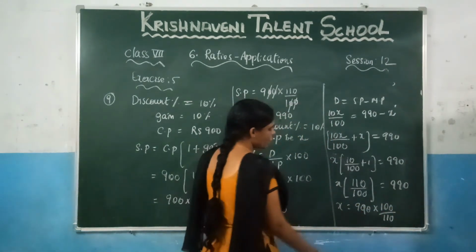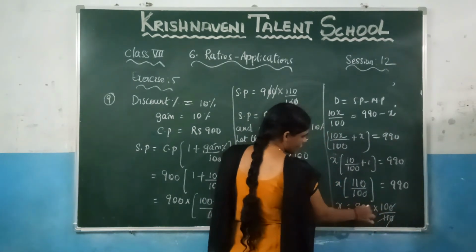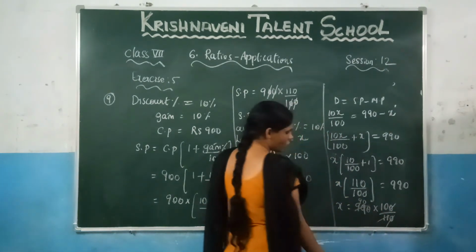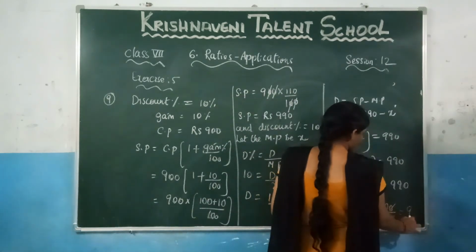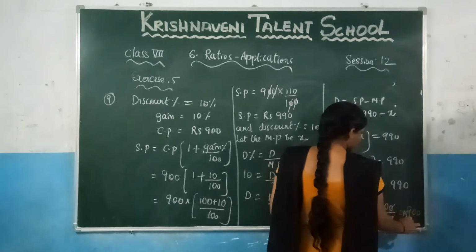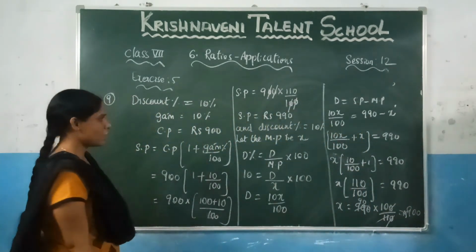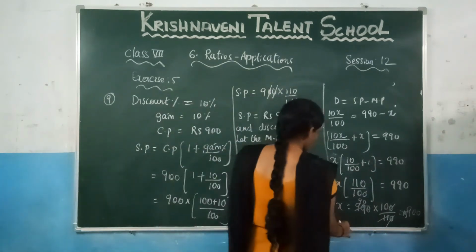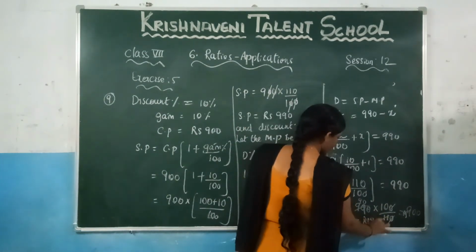Now do the simplification. The zeros will get cancelled. 11 ones are 11, 11 nines are 99. So 90 into 10 gives you 900. So what is the market price here? It is 900. So write here: what is the market price? It is equal to 900 rupees.